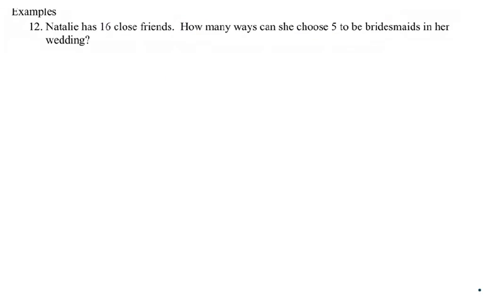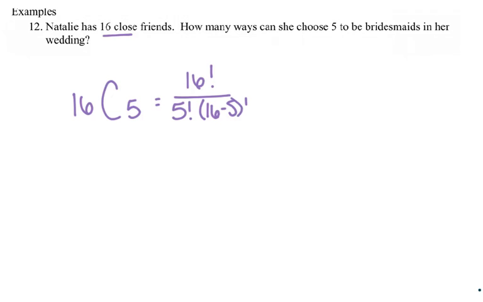So let's do some examples, because I know that really doesn't make sense yet. Natalie has 16 close friends. How many ways can she choose 5 people to be her bridesmaids? There's no order to the bridesmaids, it's just 5 bridesmaids. So it's going to be a combination, and she's going to choose 5. So 16 factorial over 5 factorial times (16 minus 5) factorial. And if you do all this, you get 4,368.